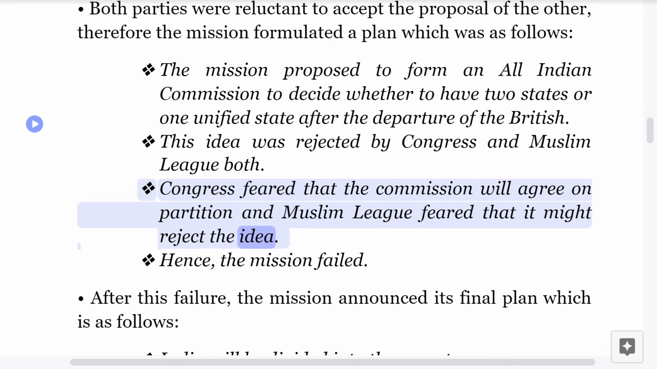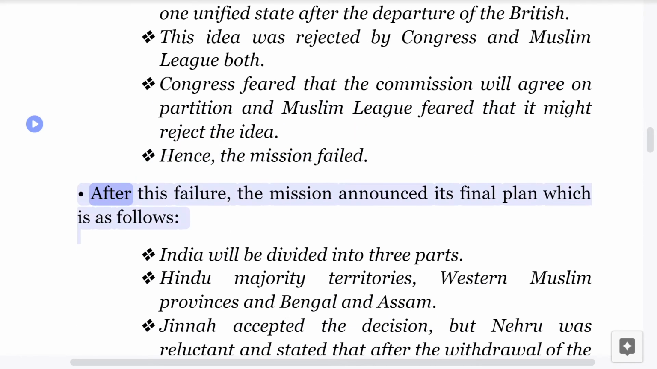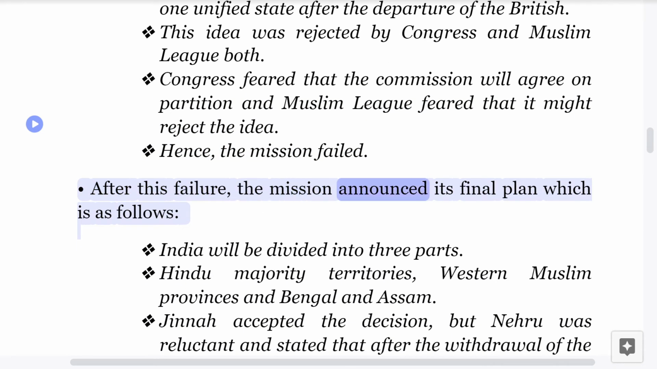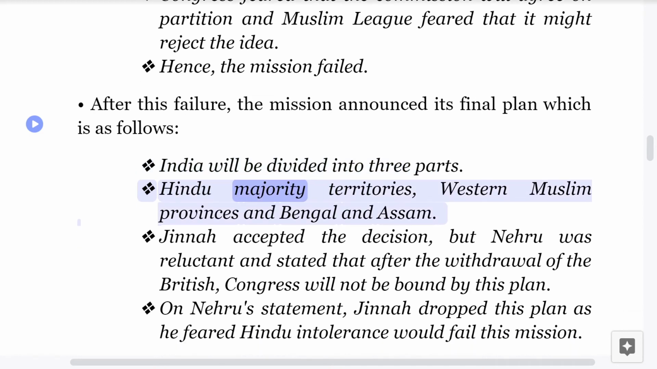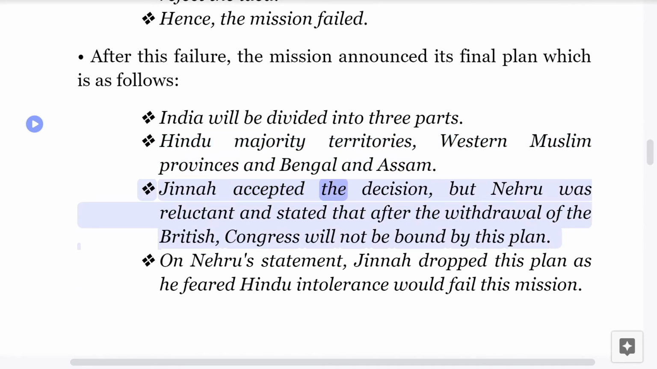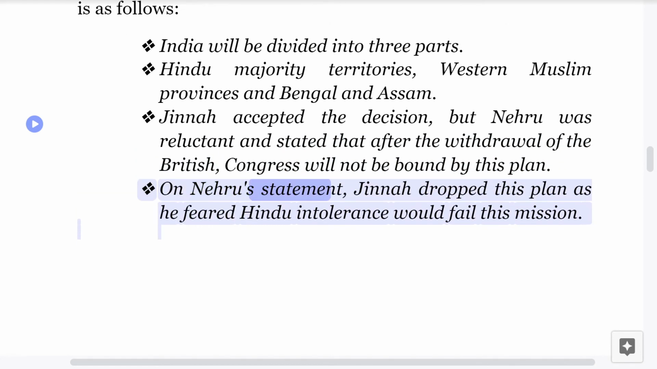Hence, the mission failed. After this failure, the mission announced its final plan, which is as follows. India will be divided into 3 parts: Hindu-majority territories, Western Muslim provinces, and Bengal and Assam. Jinnah accepted the decision, but Nehru was reluctant and stated that after the withdrawal of the British, Congress will not be bound by this plan. On Nehru's statement, Jinnah dropped this plan as he feared Hindu intolerance would fail this mission.